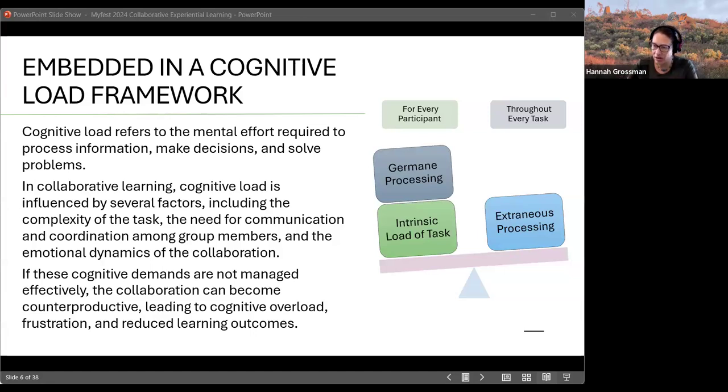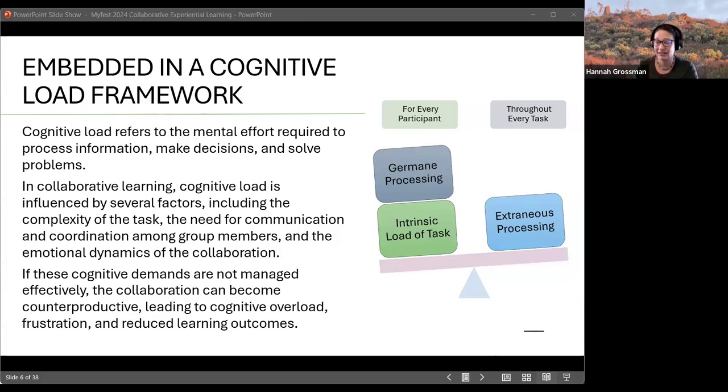Okay, so only a little bit. Cognitive load is really about the work and the effort it requires to process information, make decisions, and solve problems. Some decisions require a lot of effort. Others only require a little.